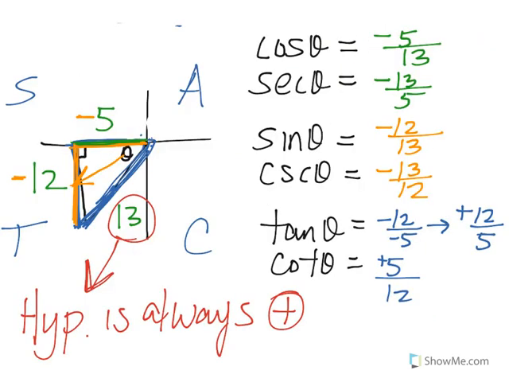So let's check out our results. It looks like that is working out. Tangent and cotangent wound up being positive values, and all of the other ones wound up being negative. So our check using All-Star Trig class worked out for us.